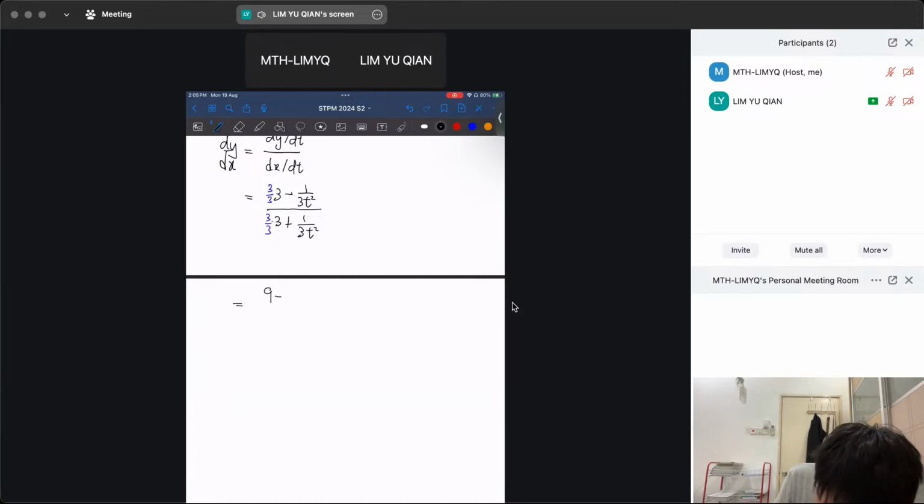So 9 minus 1 over, sorry, it is 3t, 3t square. Okay, 3t square over 3t square. So 9t square. 9t square minus 1.